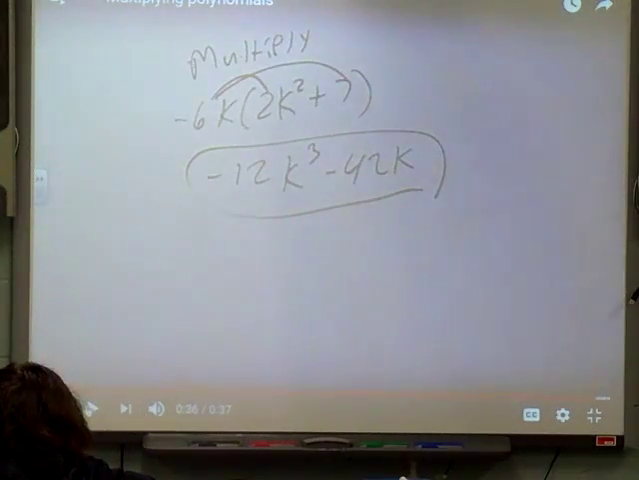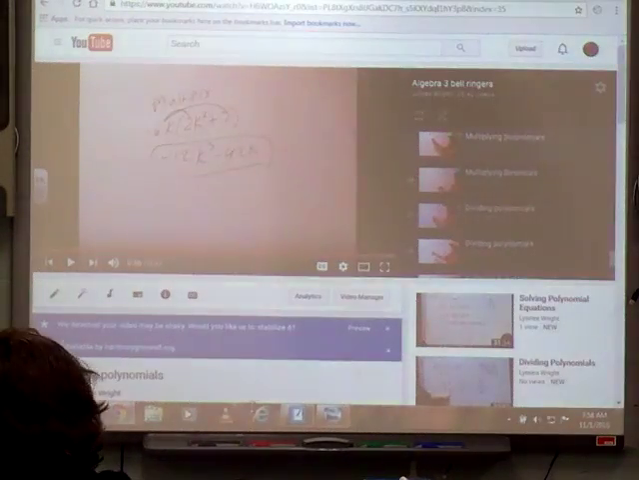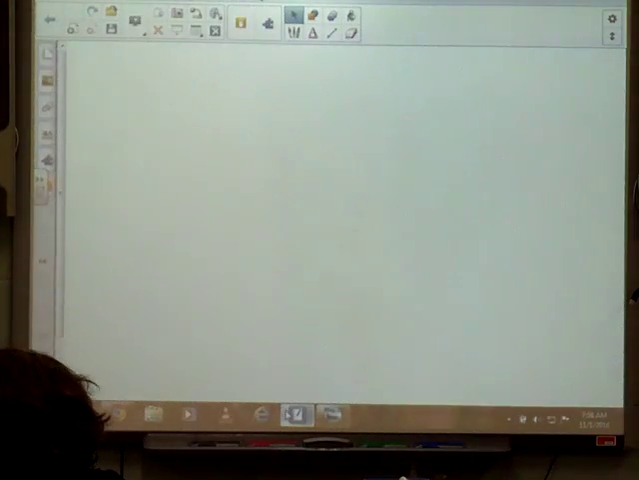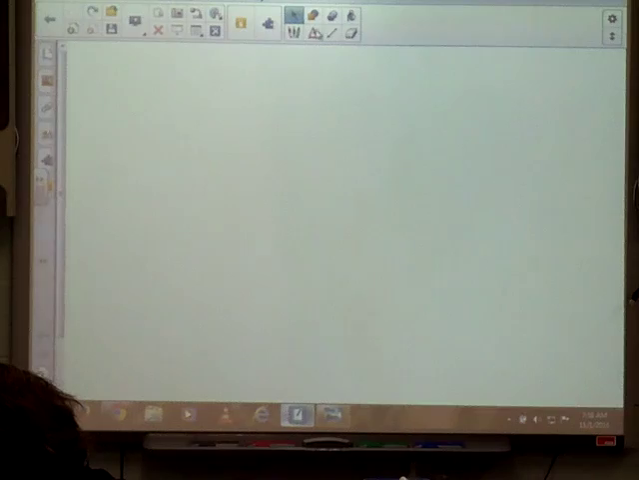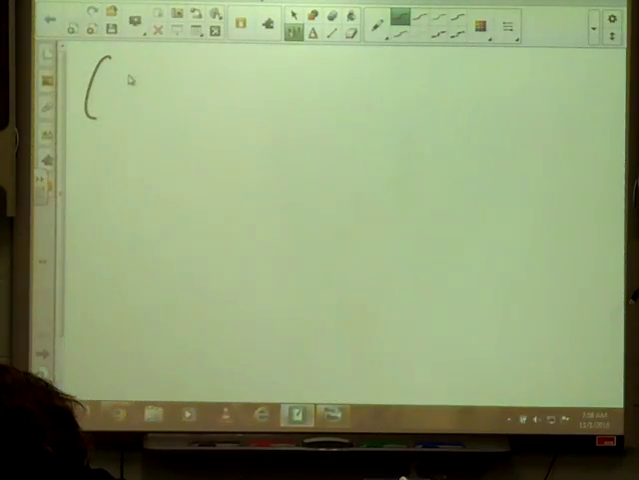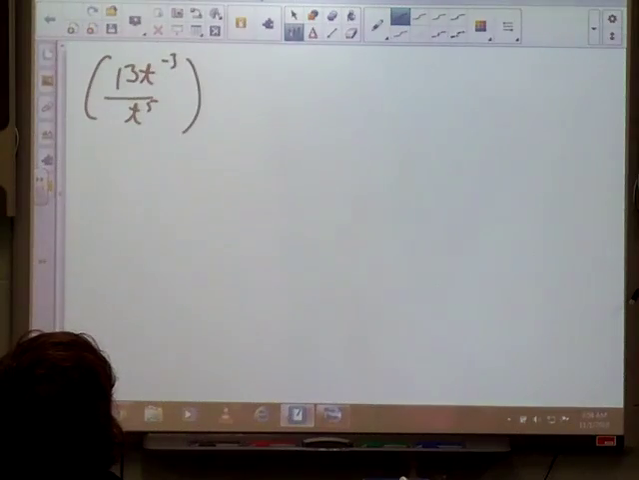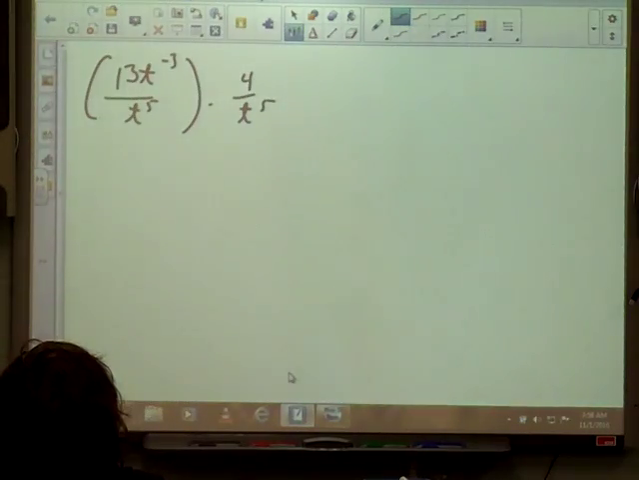If I get the smart board back up there. Alright, you had 13 t to the negative third over t to the fifth times, have a little dot there, 4 over t to the fifth. Alright, I worked on this one with Austin a little bit yesterday, and I'm missing a power. It also had a -2 outside that parentheses.